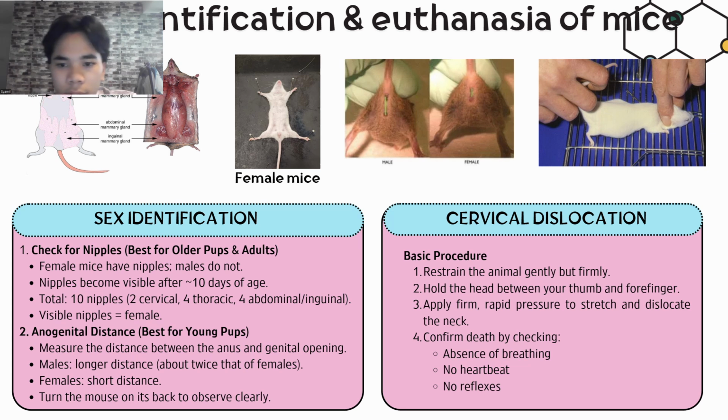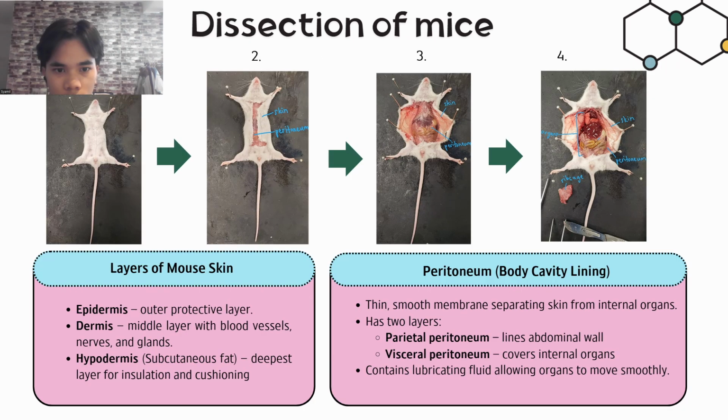short. Next, we have the cervical dislocation. So what is cervical dislocation? It is how we euthanize the mouse and give it a rapid death without any suffering.